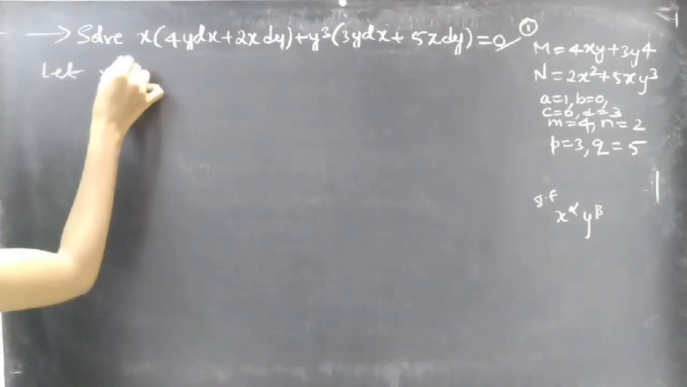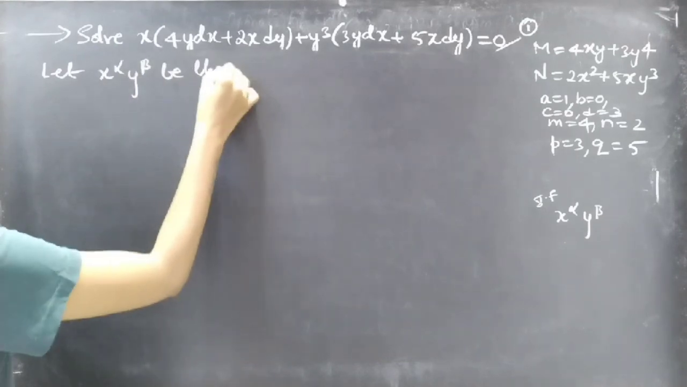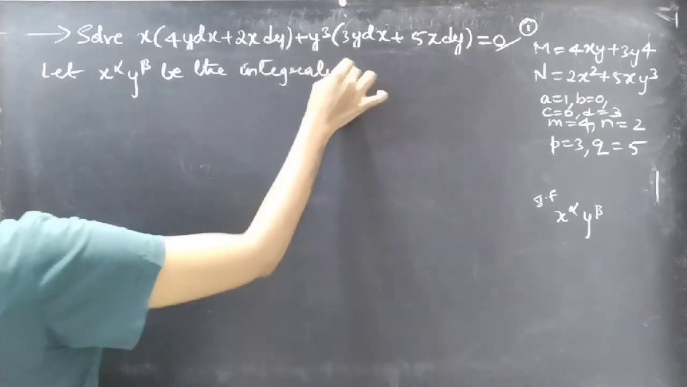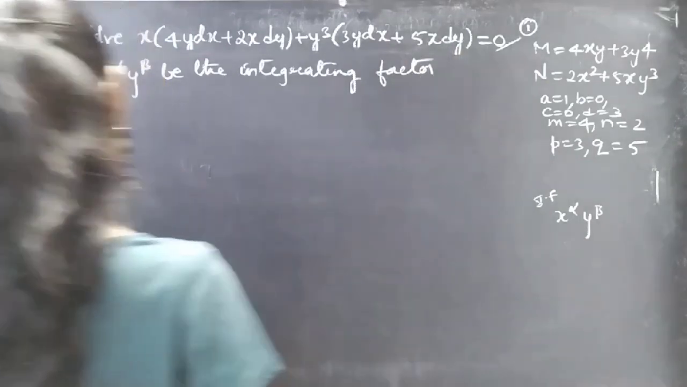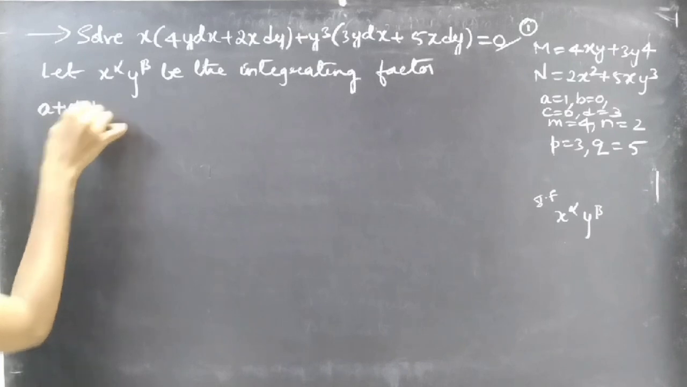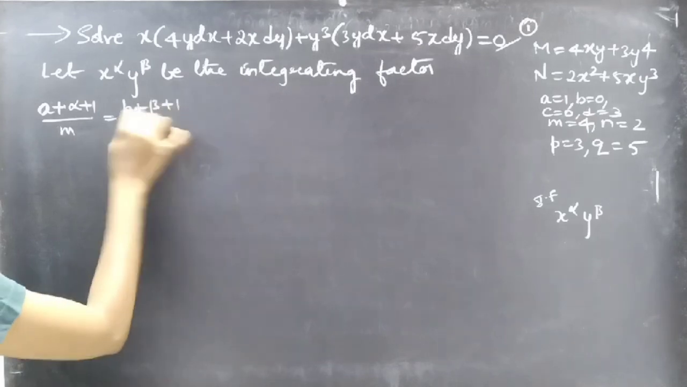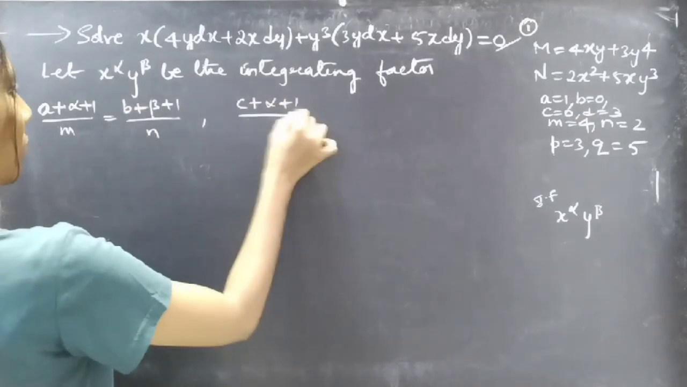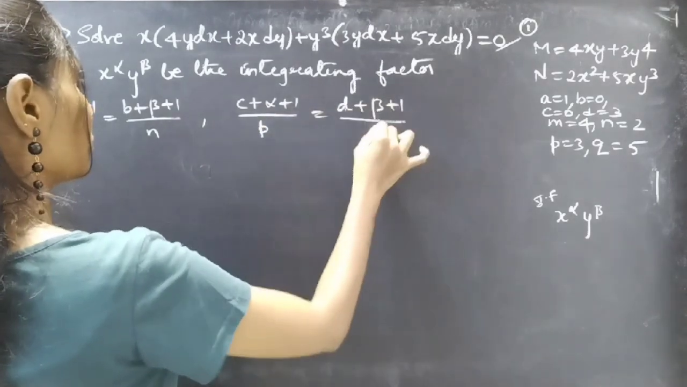Let x^α y^β be the integrating factor. Now we need to find α and β. Let's find α and β using some formula: (a + α + 1)/m = (b + β + 1)/n and (c + α + 1)/p = (d + β + 1)/q.